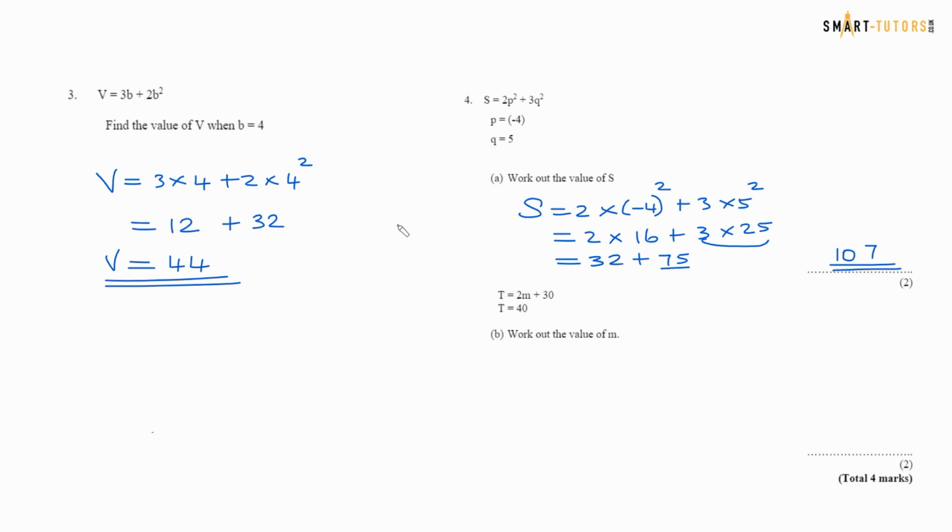T equals 2m plus 30. T equals 40. Find the value of m. So T equals 40, equals 2m plus 30. So 2m equals, you're bringing the 30 to the other side, so 40 minus 30 equals 2m. So 10 equals 2m and m equals 5. So that is the final answer for question number 4.